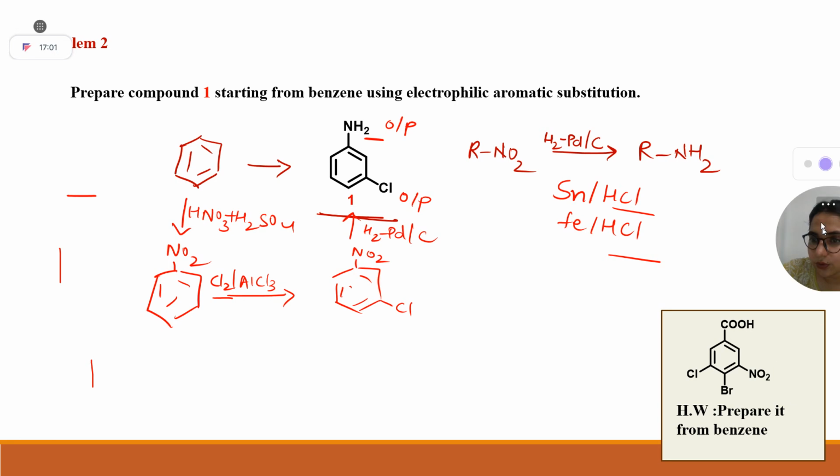So your homework from this slide is to prepare this compound, this acid derivative, starting from benzene. Can you do it? Please note in your notebooks. You can do it as your homework, but can anyone tell me how will you start the problem given in the right bottom corner? First, start with nitration of benzene, ma'am. Okay, he is saying nitration.